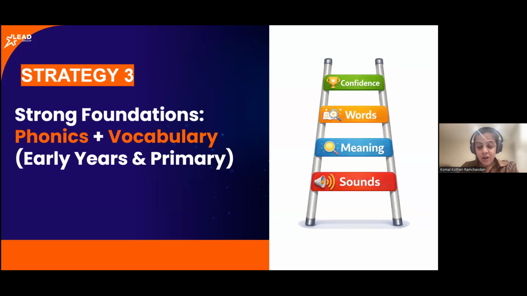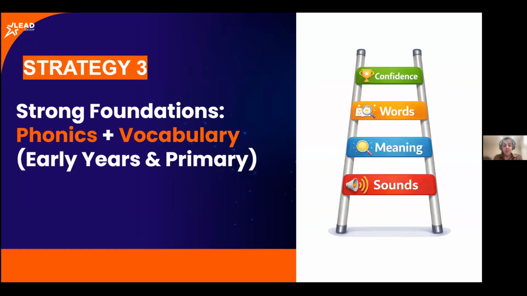So, make FLN a priority and focus on phonics and vocabulary for early years and primary. The earlier the students are able to read, the fewer the issues they will carry forward in further grades.